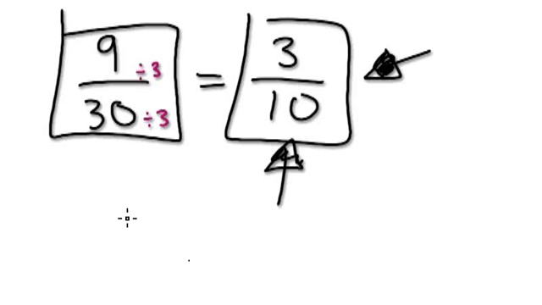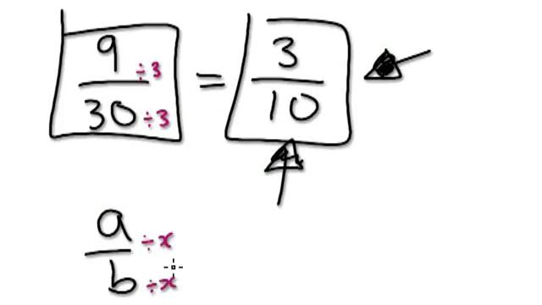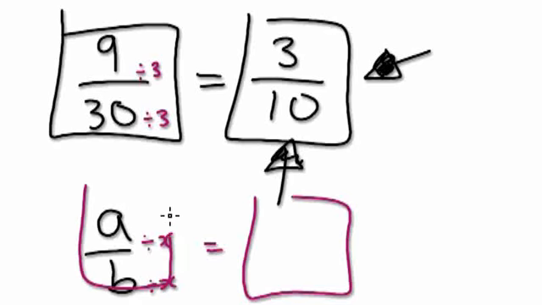Okay. So remember, if you have a fraction, let's say a over b, you're allowed to divide top and bottom by the same number. And what you get would be the same as this, just written differently. But we prefer this simpler version, whatever it is. Okay.